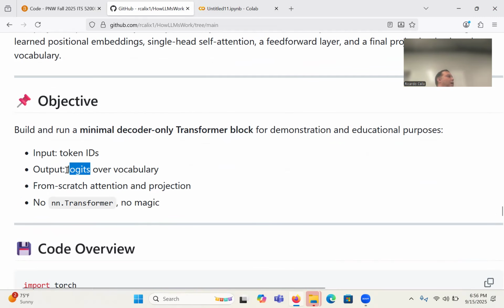Remember this term again, logits. It took me a long time to understand this term. I would see logit everywhere in papers, and I'm like, what fancy equation do I need to learn to understand this?